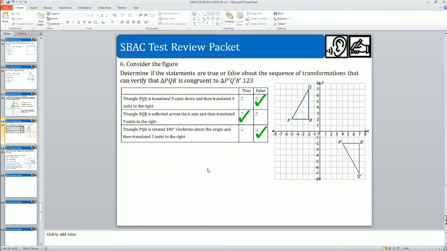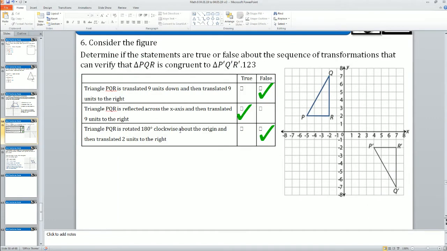Okay? Consider the figure here. Determine if the statements are true or false about the sequence of transformations that can verify that triangle PQR is congruent to triangle P prime, Q prime, and R prime. Alright? So, these are already the answers, but I'm going to show you how I got it. I want to make sure you can see this, okay?